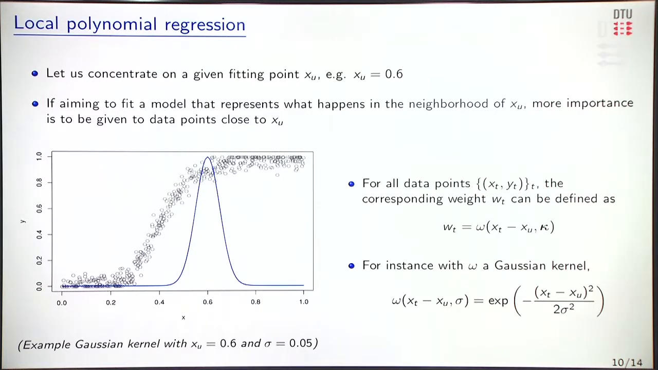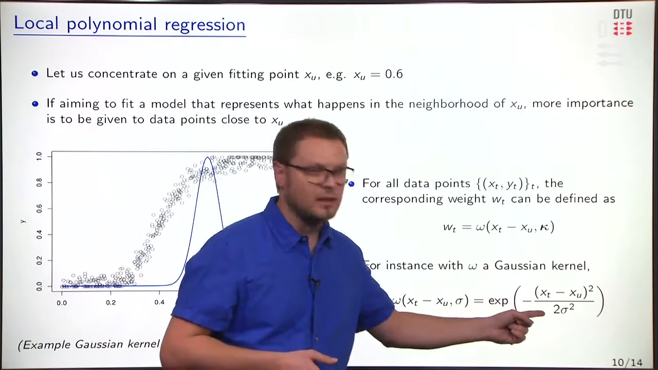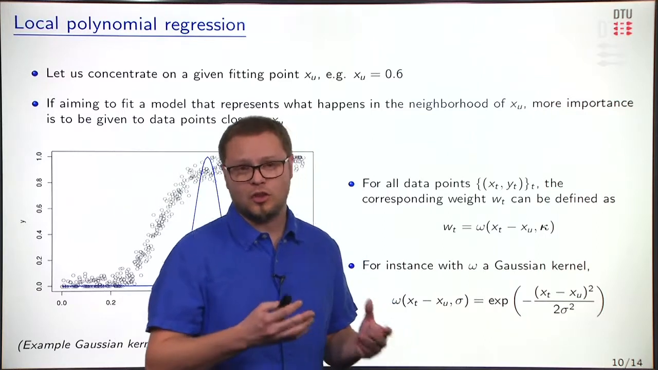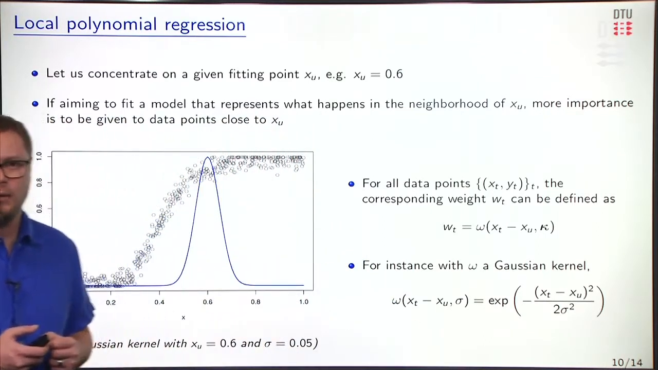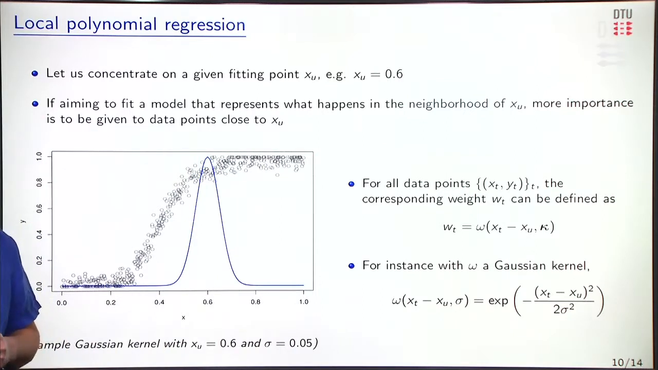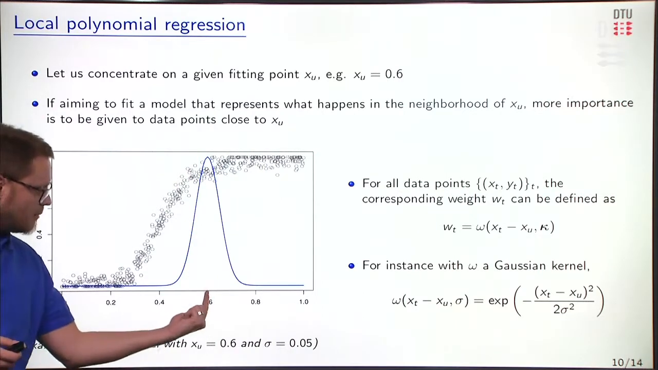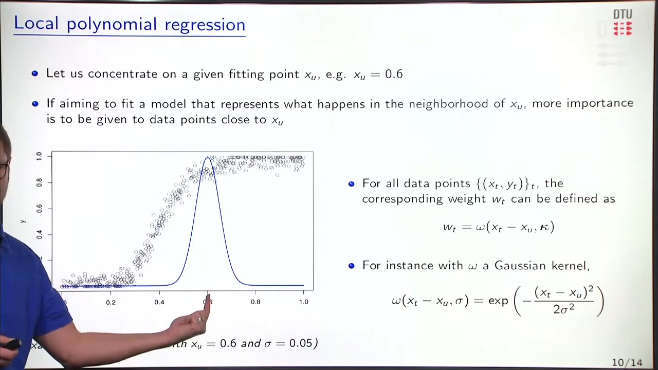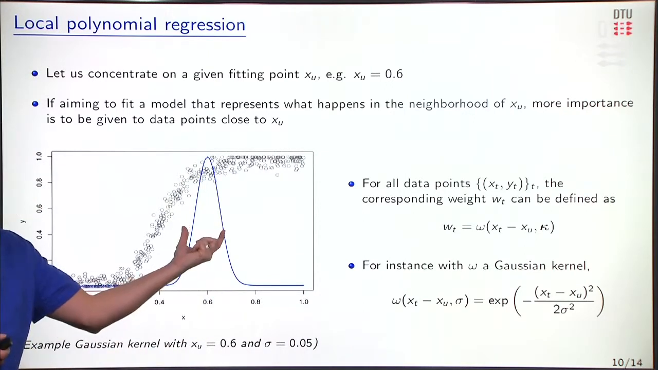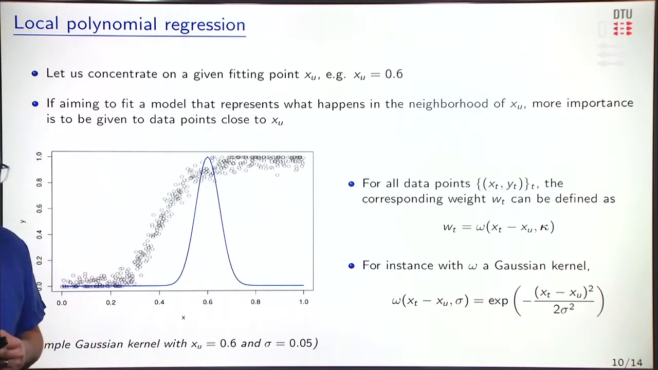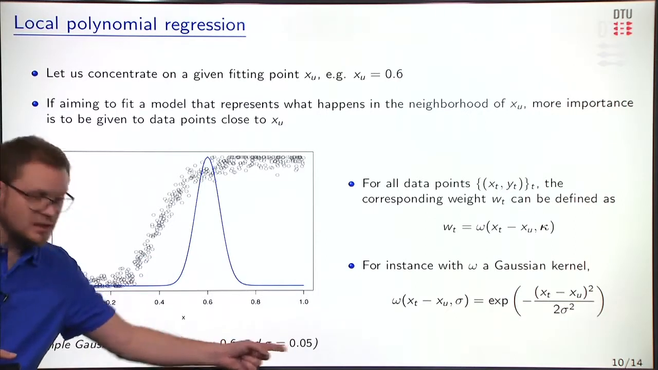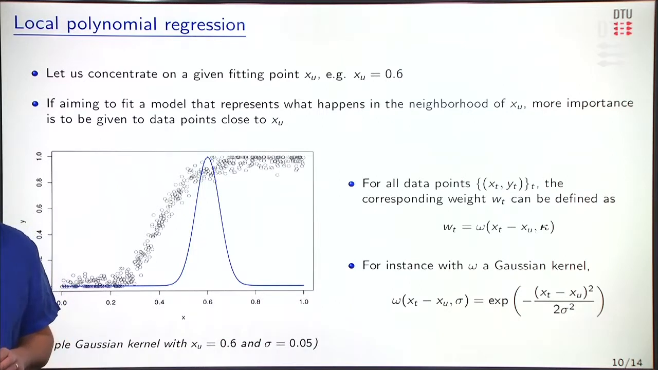In this example, we use a weight function which is a Gaussian kernel. The expression of a Gaussian kernel is given here. There are other types of functions that are possible for weighting, but when we consider this type of Gaussian kernel, these are defined by a location, that's the fitting point, and some scaling, and that would be the standard deviation or the variance. Here the standard deviation is equal to 0.05.